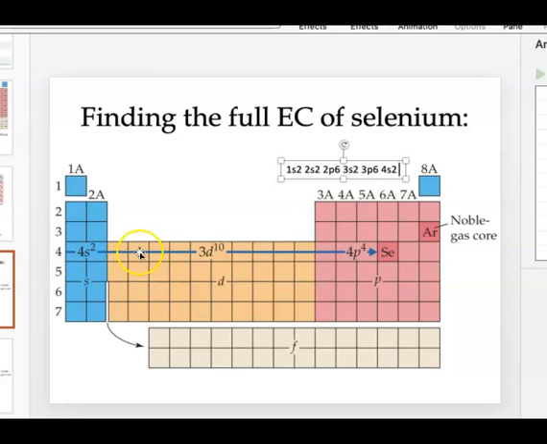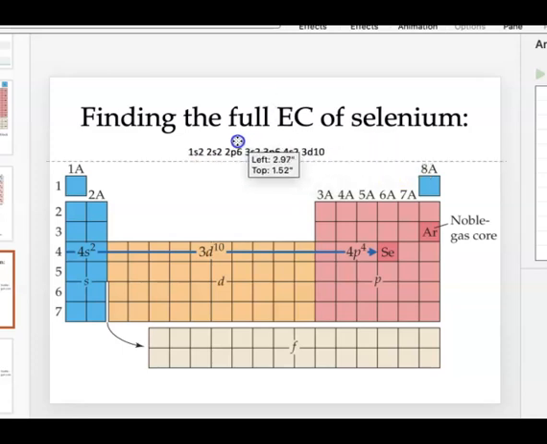All right, so 1, 2, 3, 4, 5, 6, 7, 8, 9, 10. Okay, so I filled up all of that. That's called 3d10. And now what? Am I at selenium yet? Oh my God, I got to keep going. All right, so, okay, we got one.